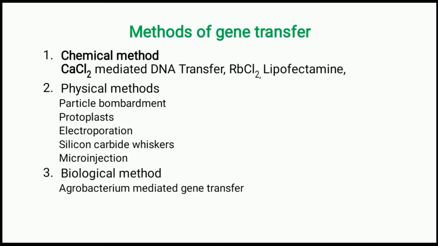And another method is called biological method. Biological organisms such as Agrobacterium tumefaciens or Agrobacterium rhizogenes are capable of transferring a certain portion of DNA inside the plant cells. Such techniques are called biological methods. Now we will see these methods one by one.